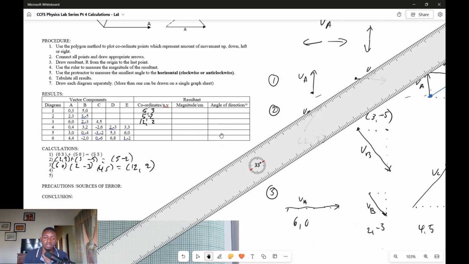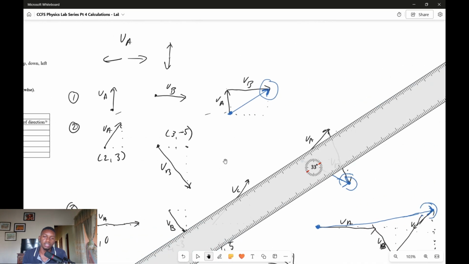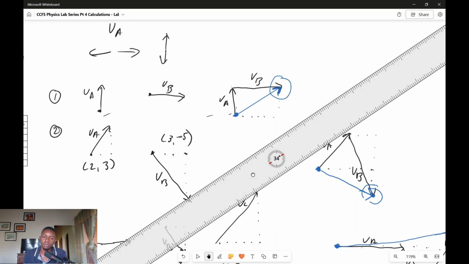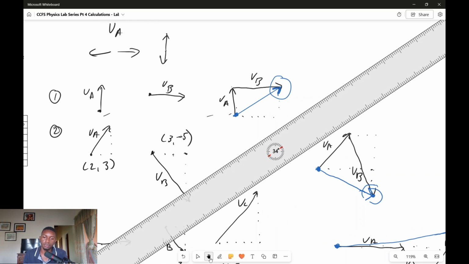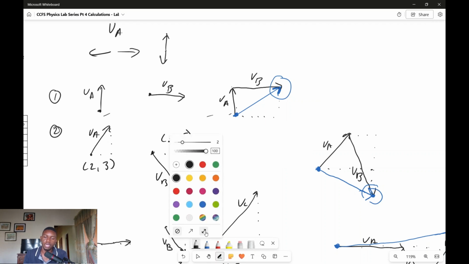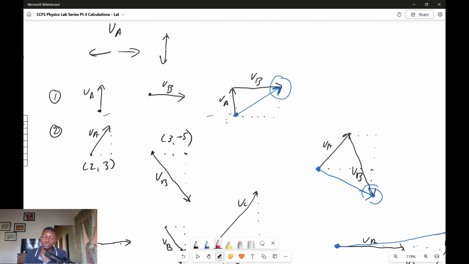Then you measure your length and fill in your length inside your magnitude. Then the angular direction. I could do a calculation for the first one. Then what you can do is take your protractor and put this protractor in this color.